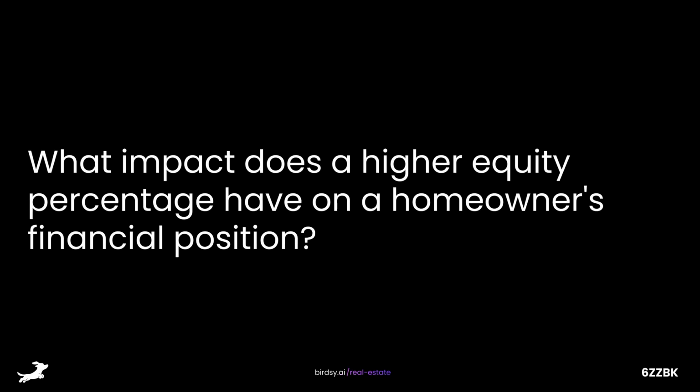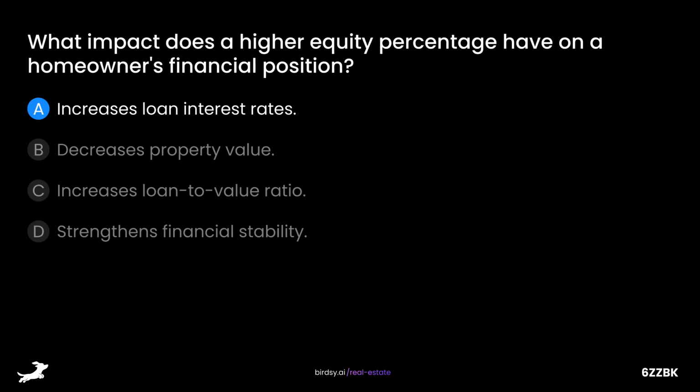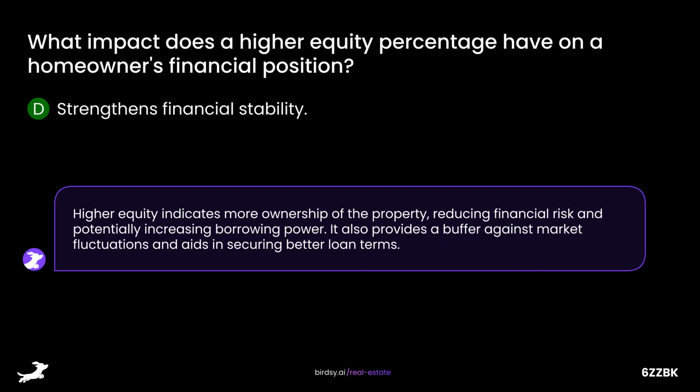What impact does a higher equity percentage have on a homeowner's financial position? Is it A, increases loan interest rates, B, decreases property value, C, increases loan-to-value ratio, or D, strengthens financial stability? The answer is D, strengthens financial stability. Higher equity indicates more ownership of the property, reducing financial risk and potentially increasing borrowing power. It also provides a buffer against market fluctuations and aids in securing better loan terms.